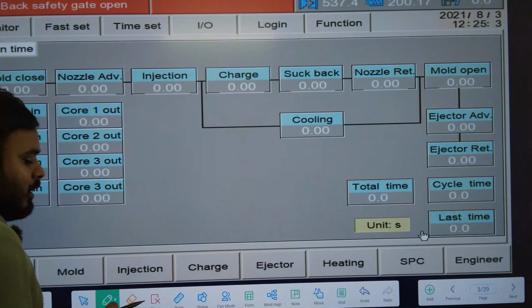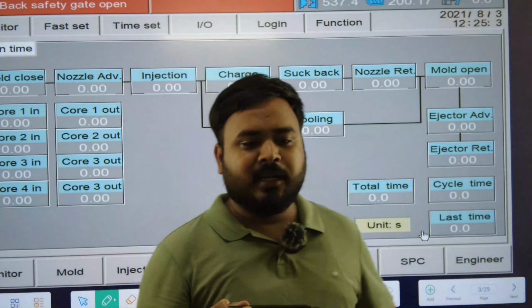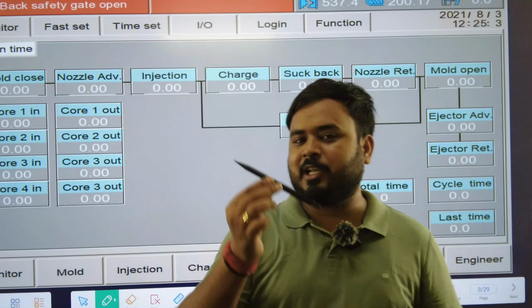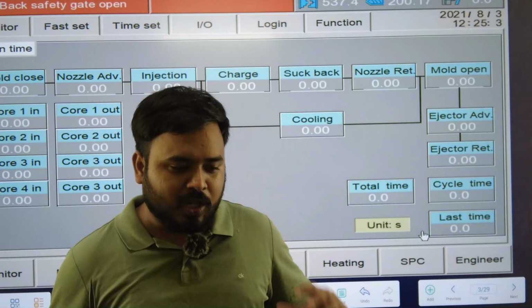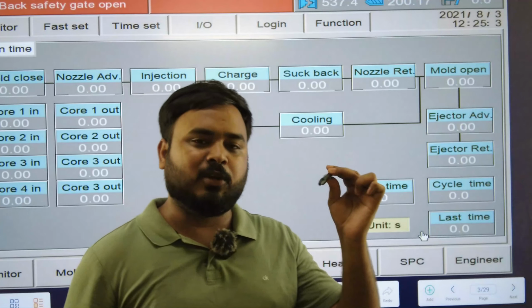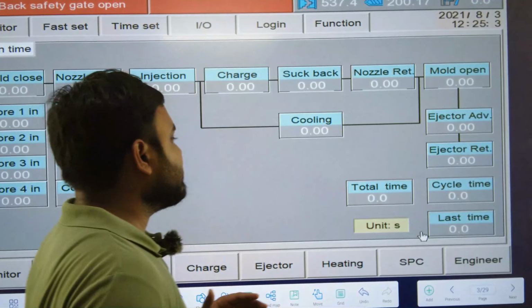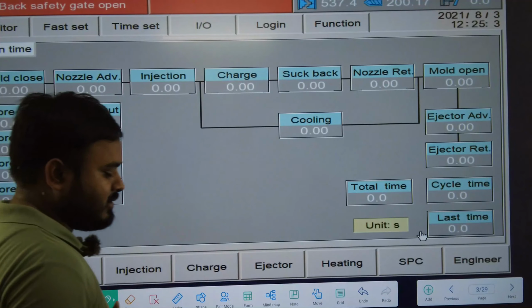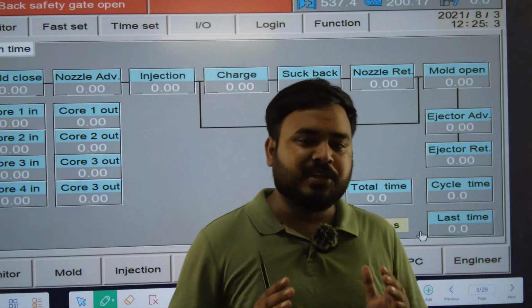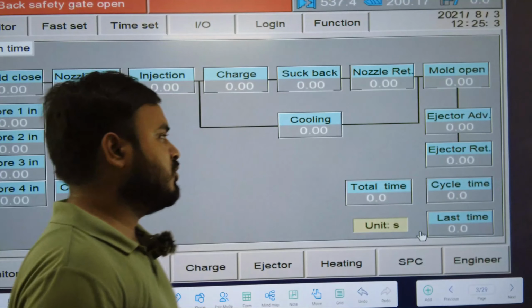For example, you want to manufacture this particular stylus pen in an injection molding machine. The entire time that it takes to make this stylus is called cycle time. Cycle time consists of many factors. As far as the injection molding machine is concerned, you must know which processes we are going to go through.